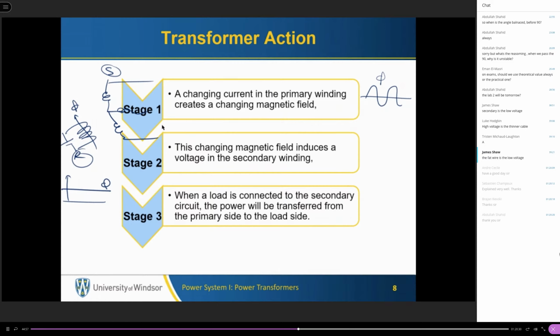So transformers cannot work with DC current, and that is why in the beginning of power systems, maybe 150 years ago, the battle was between DC and AC systems, and the AC systems won at the end of the day because of the transformers. We can increase or decrease the voltage in AC systems, but for DC systems we can't. Nowadays, as I told you, we have DC transformers, and the idea is very simple.